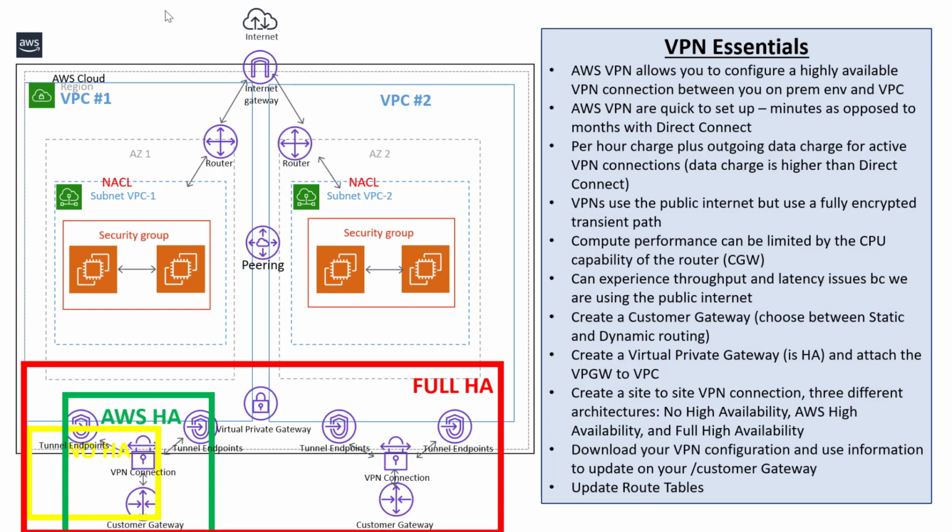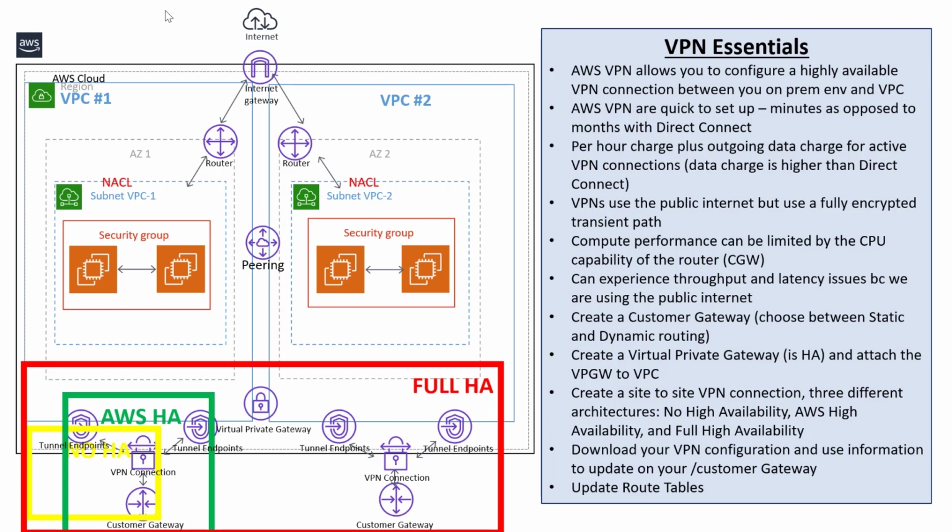The next step is to decide if you're going to use static or dynamic routing. Static routing is the simplest form of routing. You must tell both sides what CIDR range is allowed. So on the customer gateway side, we would add the CIDR range for our VPC, and on the VPC side, we would add the CIDR range for our home, business, or enterprise router.